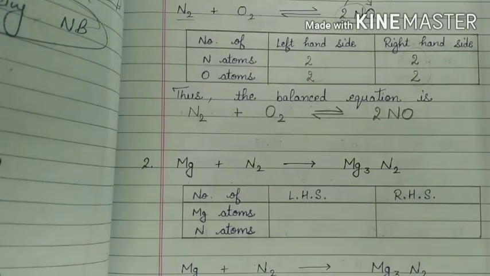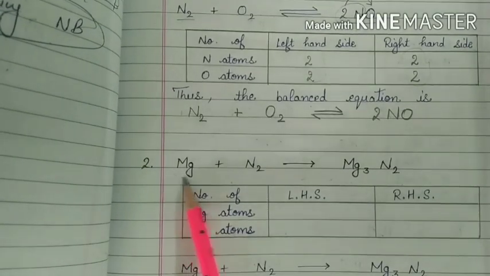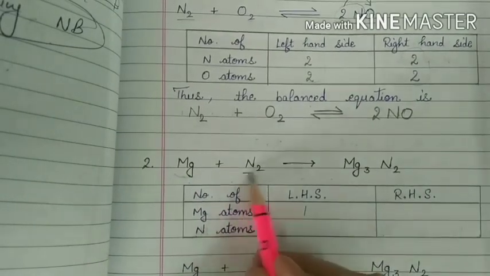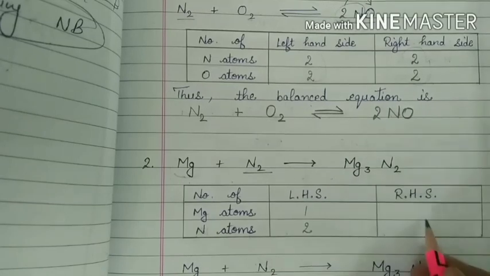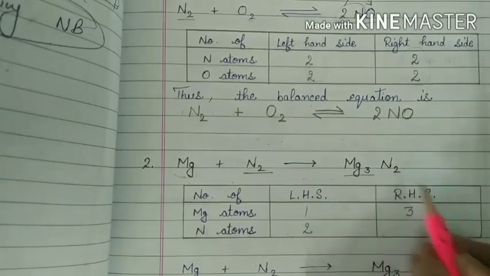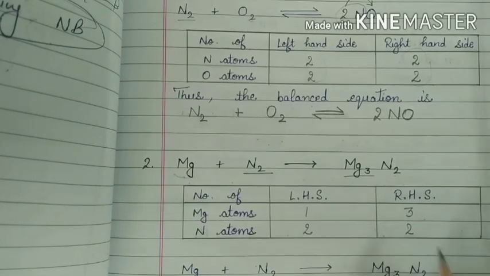So let's count the number of atoms on each side. Magnesium atoms 1 on left hand side, nitrogen atoms 2. On right hand side 3 magnesium atoms and number of nitrogen atoms 2.